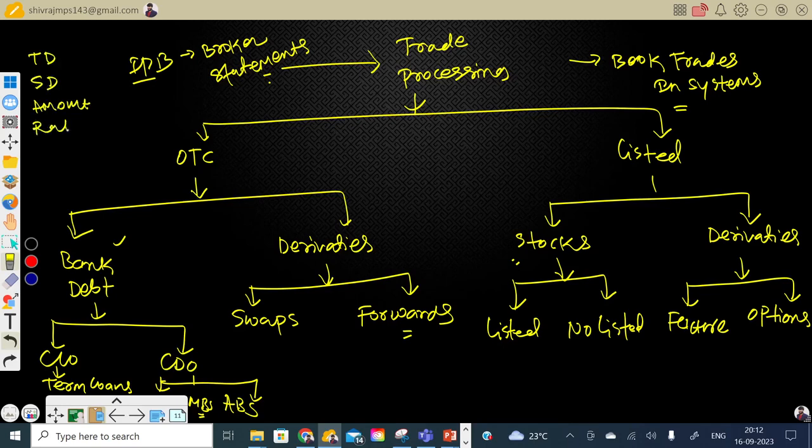amount, rate, then ISIN, QC, or maybe different IDs for different financial instruments. Bank debt starts with LX IDs, right? ABS starts with XL ISIN, right? Swap starts with SWS swap IDs. Forward starts with FWD, forward IDs, right? Then stock starts with ISIN.